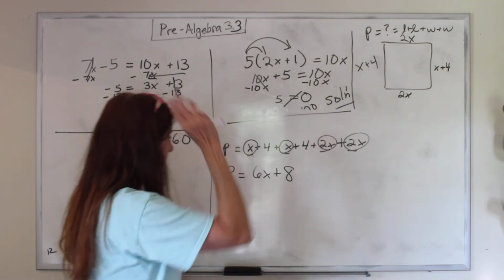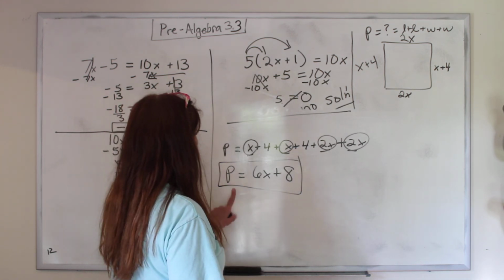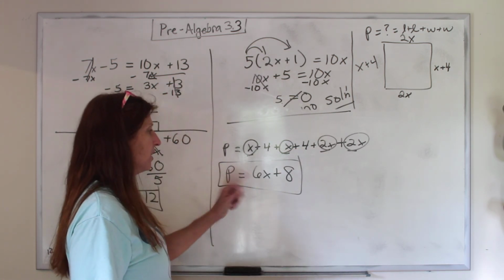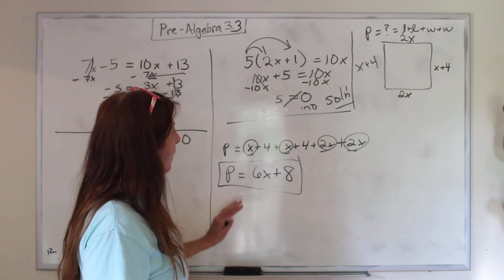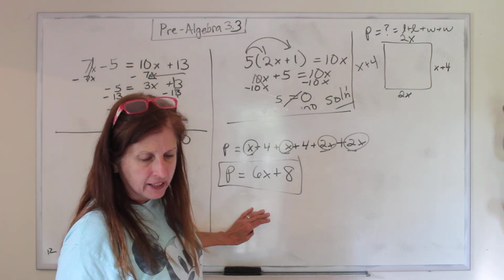So our perimeter is 6x plus 8. That's good enough because we don't know what x is or the perimeter is. If we knew what one of those were, we could solve it. Your book is a little bit of a word problem, so I think there's a little more to it than that.